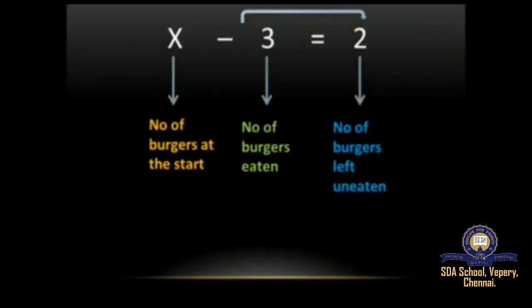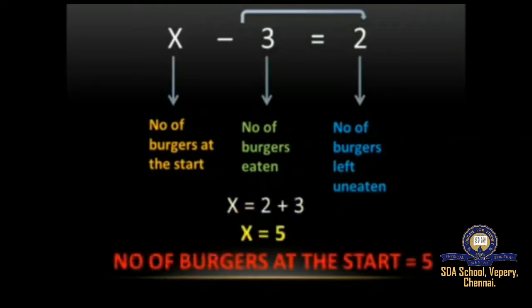So when you bring minus 3 to the right hand side, you will be getting x is equal to 2 plus 3, okay? So minus 3, when it comes to the right hand side, it becomes plus 3. So when you add 2 and 3, the answer you get is 5, okay? So therefore the number of burgers at the start is 5. So this is how you frame the algebraic statements.